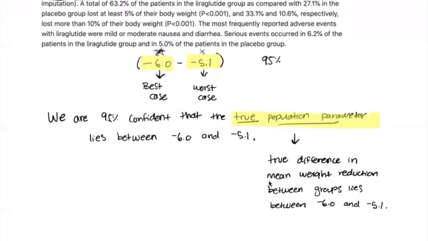So we are 95% confident that the true value, the true population value, if we were to take our target population and give half of those patients liraglutide, half of those patients placebo, that the true difference in mean weight reduction between the groups would be somewhere between -6 and -5.1.